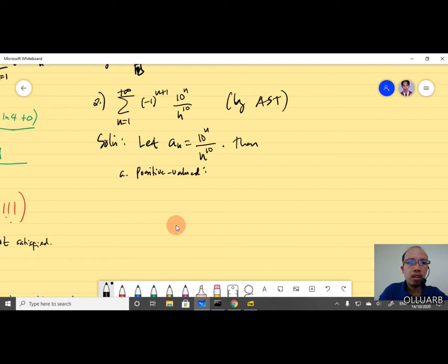So again, clearly 10 to the n over n to the 10 is greater than 0 for all n greater than or equal to 1. Okay, that's easy. Letter B, how about for decreasing?